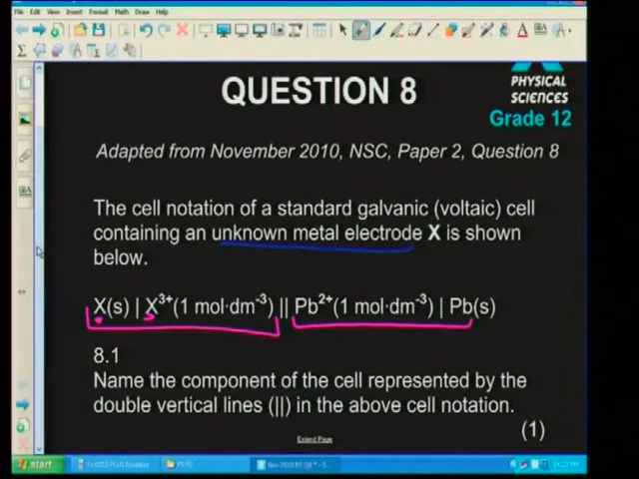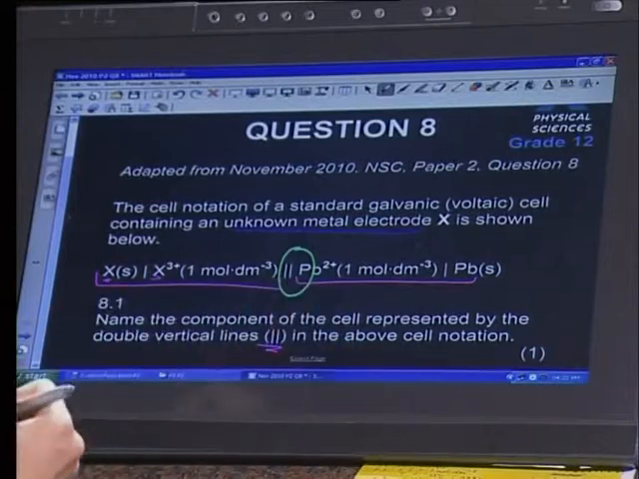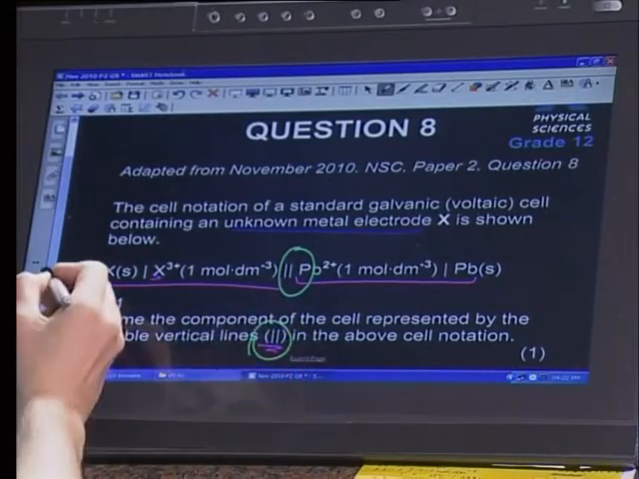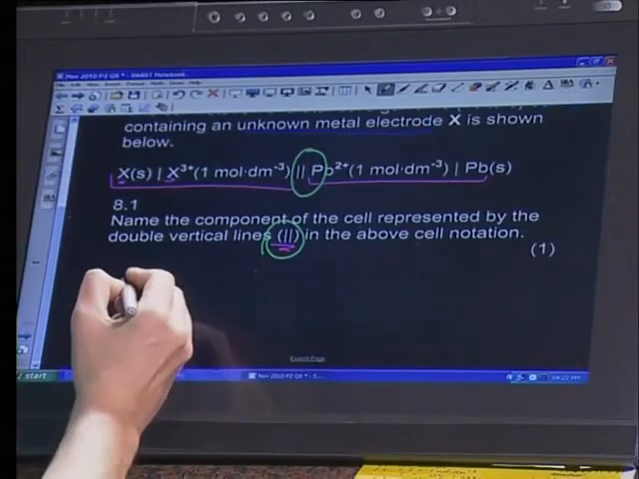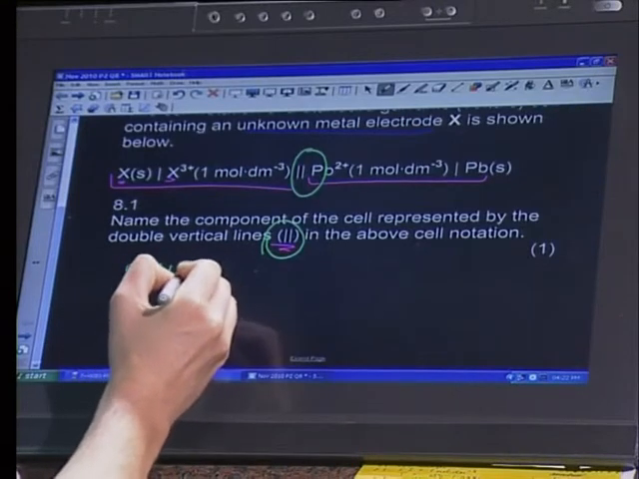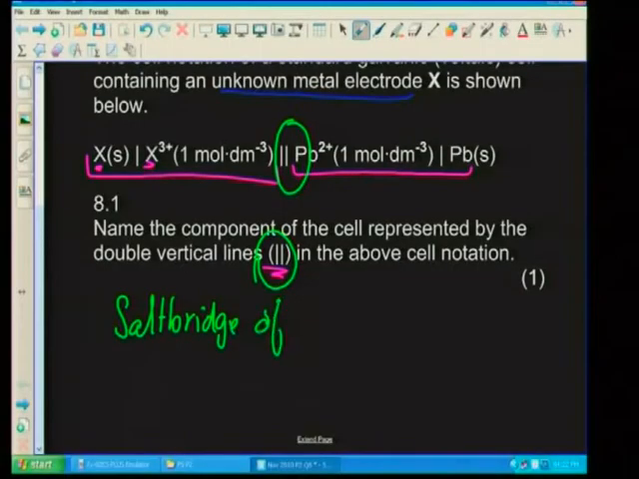Now, the first question they ask us is to name the component of the cell that is represented by the double vertical lines. So if we look over here, there's the double vertical lines that they're referring to. Now, if you remember, if you look at your cell as we work in the classroom, these cells have a salt bridge that connects the left-hand side to the right-hand side. Now, that salt bridge allows for the movement of your charged ions between the two solutions. And in this specific cell notation, these double vertical lines that they're asking us about would represent the salt bridge. So it represents the salt bridge of the cell.